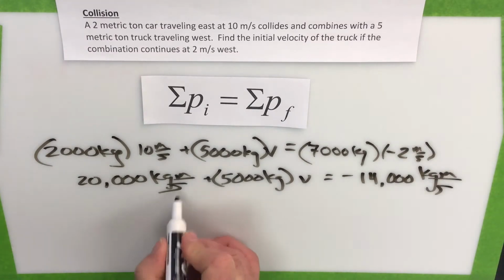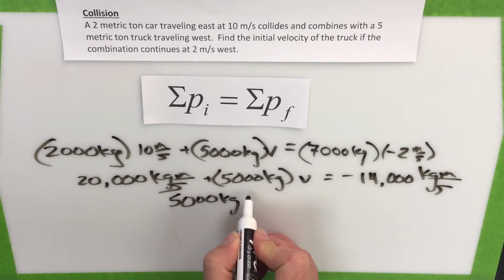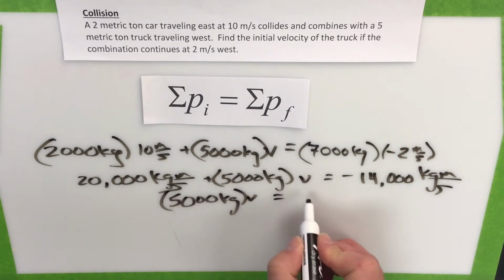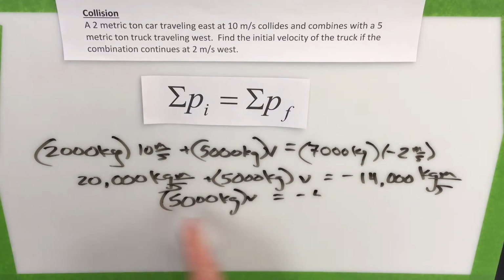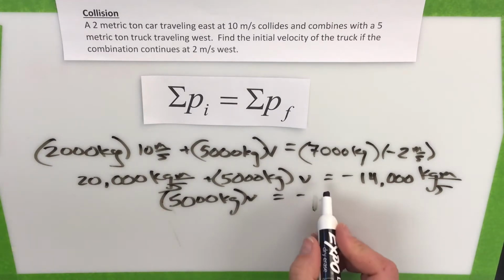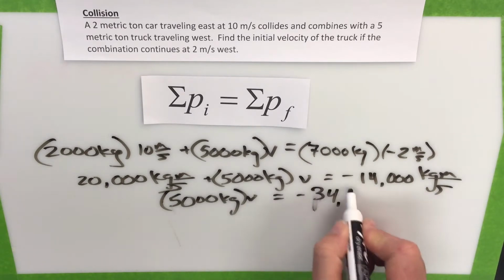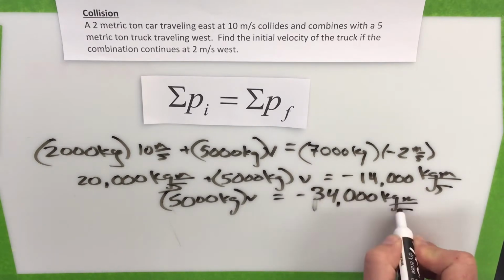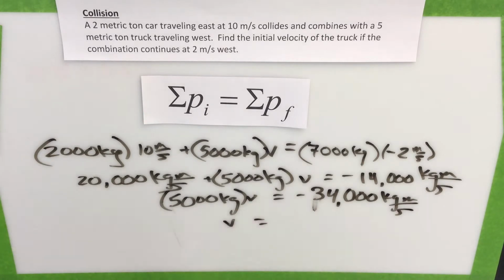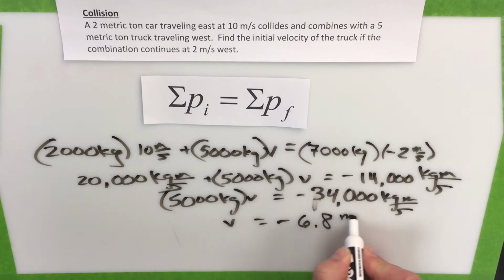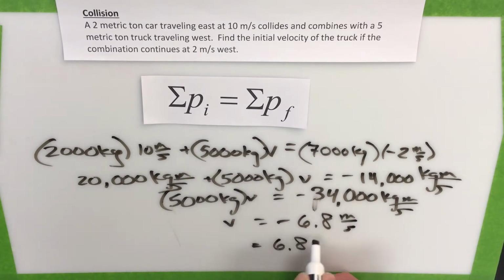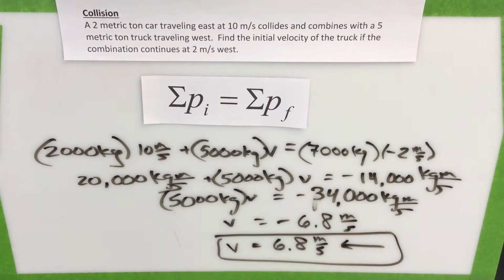So gather like terms, 5,000 kilograms times v equals negative 14,000 minus 20,000, this is negative 34,000 kilogram meters per second. And the velocity is going to be negative, don't forget that, that's going to be to the left. 34,000, 6 times 5 is 30, so it's 6 4/5, which is 6.8 meters per second, or 6.8 meters per second west, or I prefer the arrow. So that is the algebraic solution.